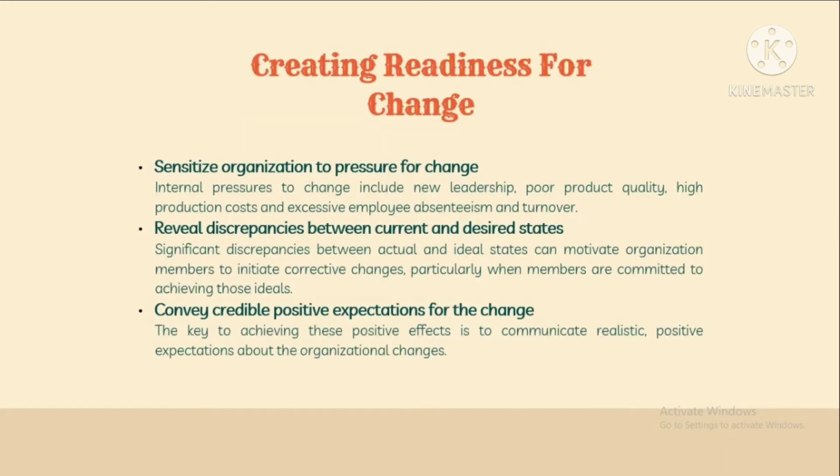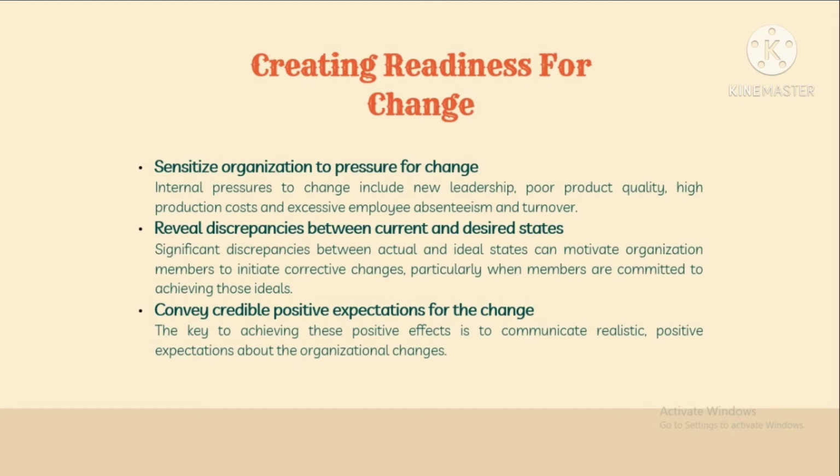Motivating change has two elements: the first is creating readiness for change, and the second is overcoming resistance to change. For creating readiness for change, there are 3 methods that can help generate sufficient dissatisfaction to produce a change. The first method is sensitize organization to pressure for change. Internal pressures to change include new leadership, poor product quality, high production costs, and excessive employee absenteeism and turnover.